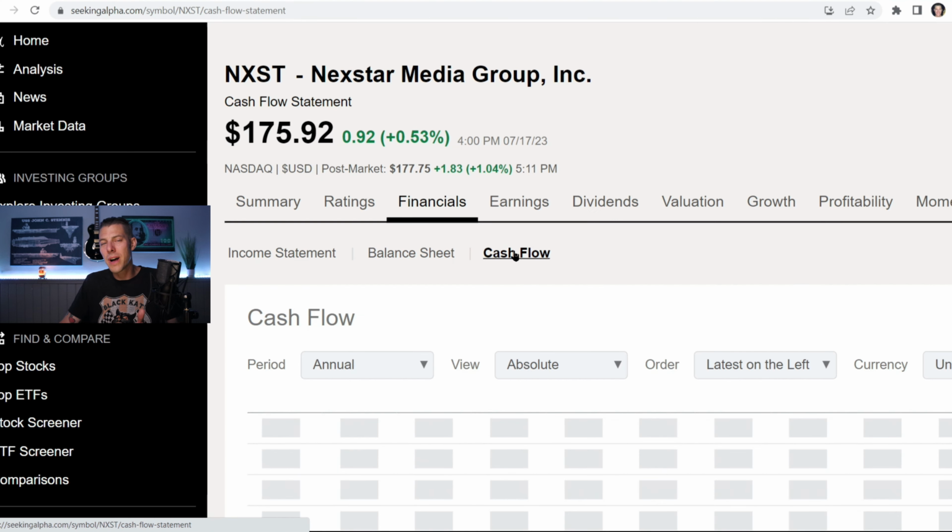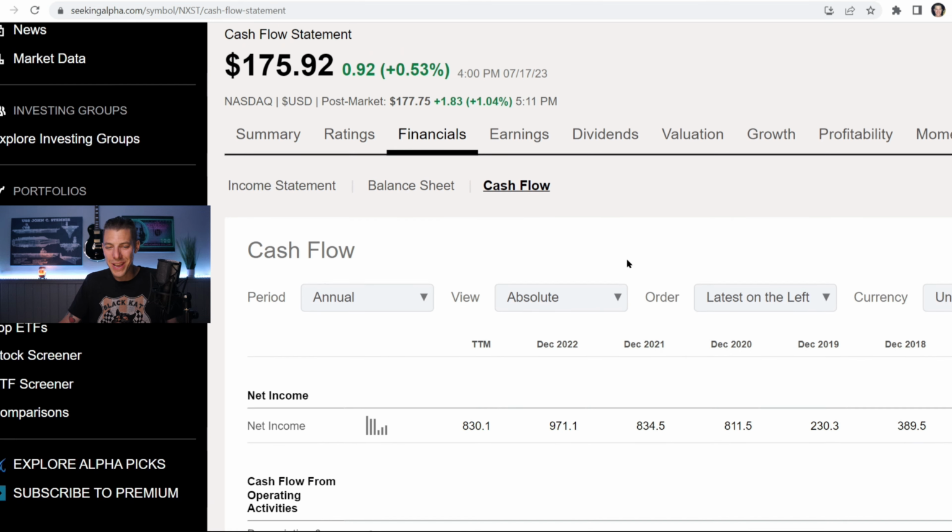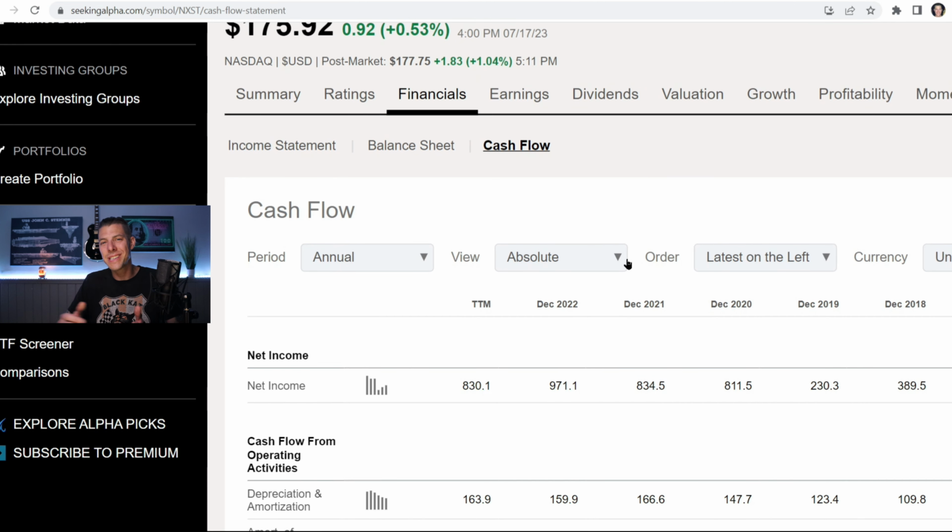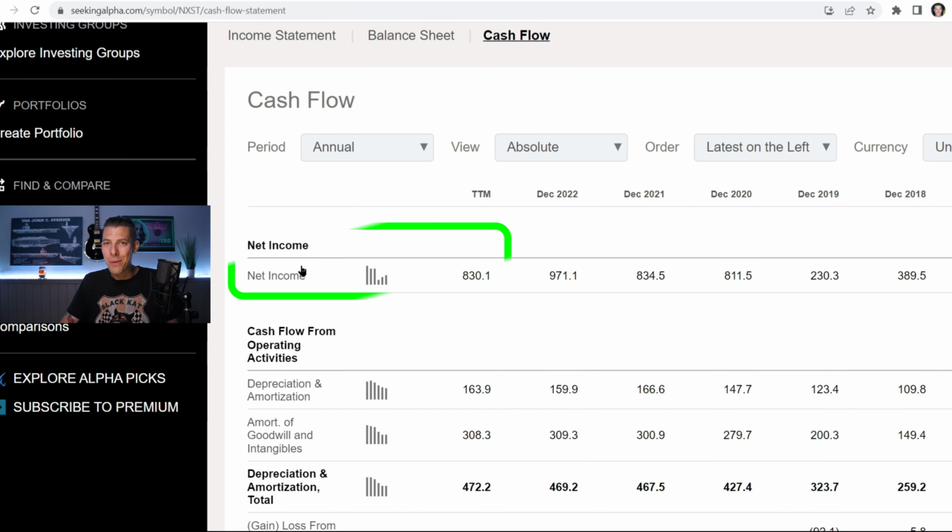And then lastly, we'll hop over to the cash flow statement, which, remember, is going to tell us if a company is bringing in more money than it's spending. Let's hope to God that they're doing that. And if you remember, the bottom line from our income statement, which was the net income, is now the top line in the cash flow statement.